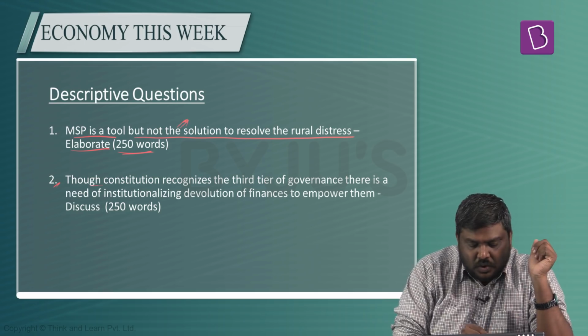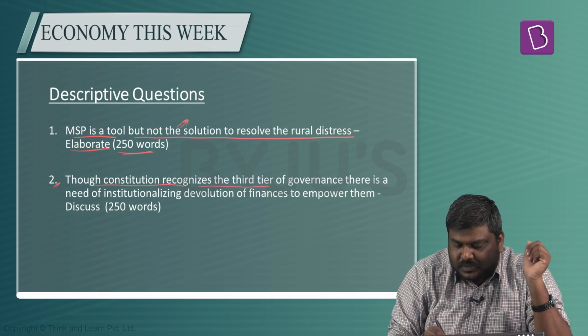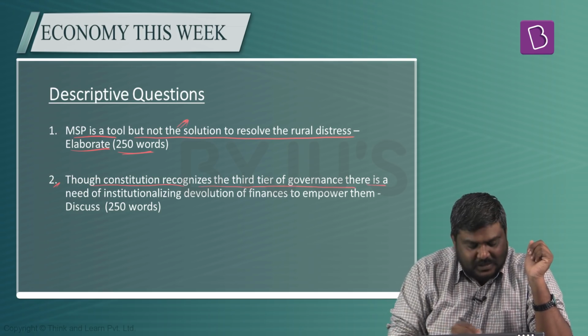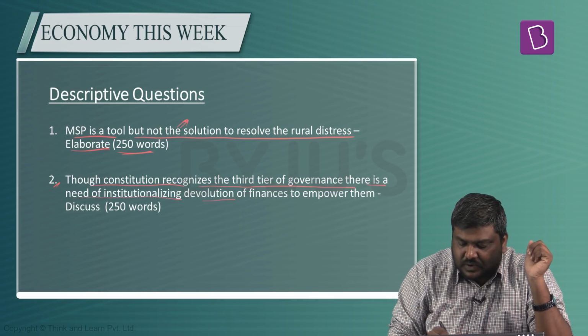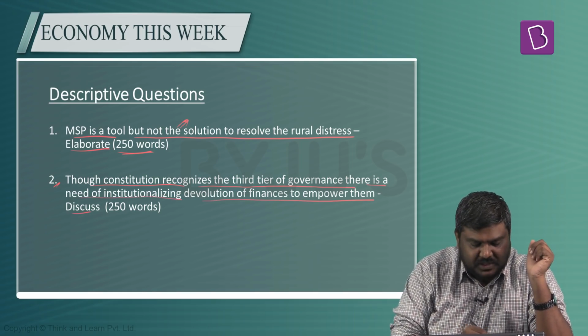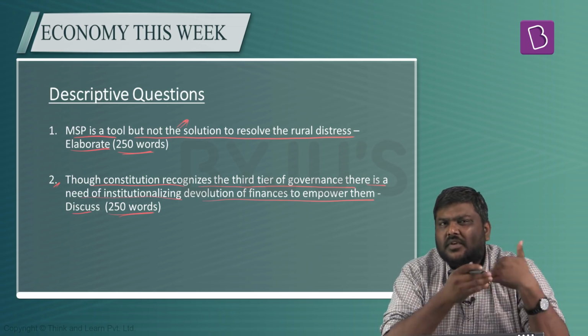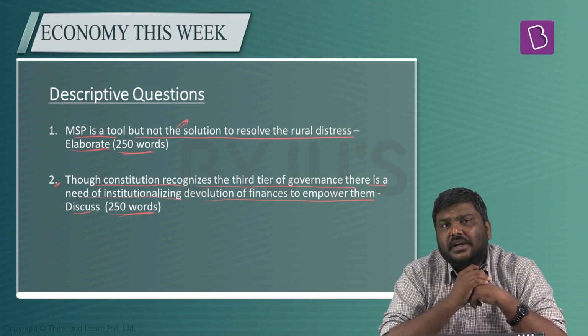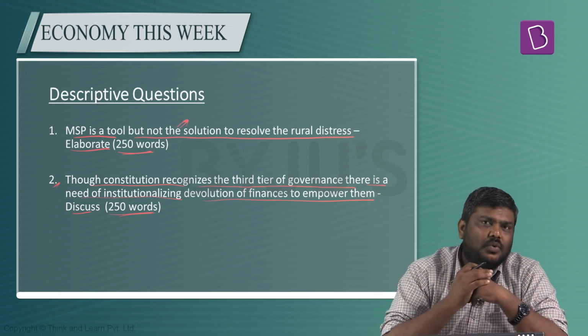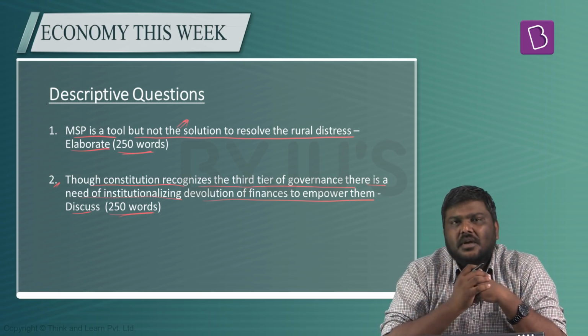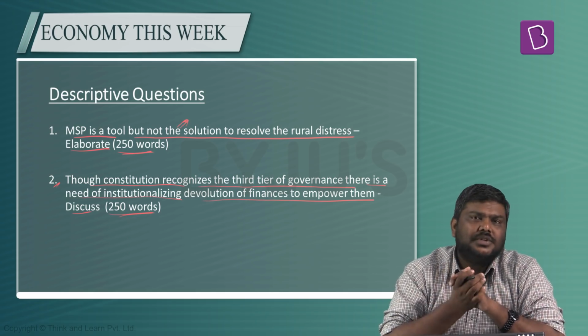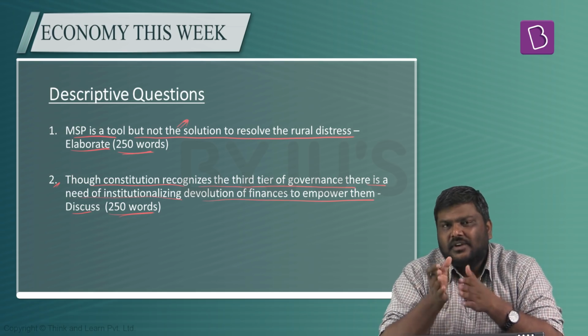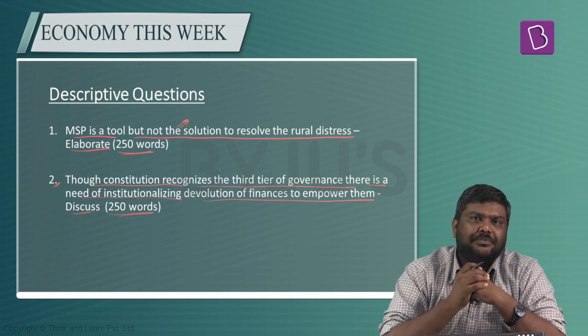Second one, the Constitution recognizes the third tier of governance, there is a need of institutionalizing the devolution of finances to empower them. Discuss. Again 250 words. We've already discussed the issue with respect to the State Finance Commission. This question is related to that. Okay. So these are the two questions under the descriptive head. So these are some of the very important issues that were there between 28th September to 4th October.